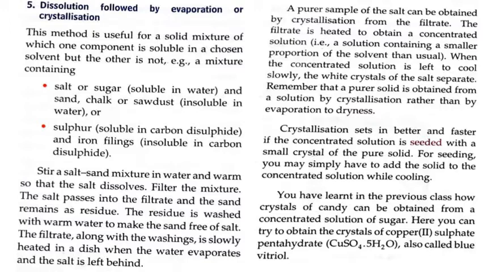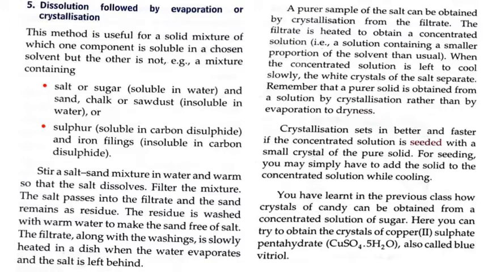The filtrate, along with the washings, is slowly heated in a dish when the water evaporates and the salt is left behind. So after filtering, what we are doing is we take the filtrate, that is the liquid which we have obtained after filtration, and we start heating it. When we start heating it, the water will evaporate and what we will get behind is salt.